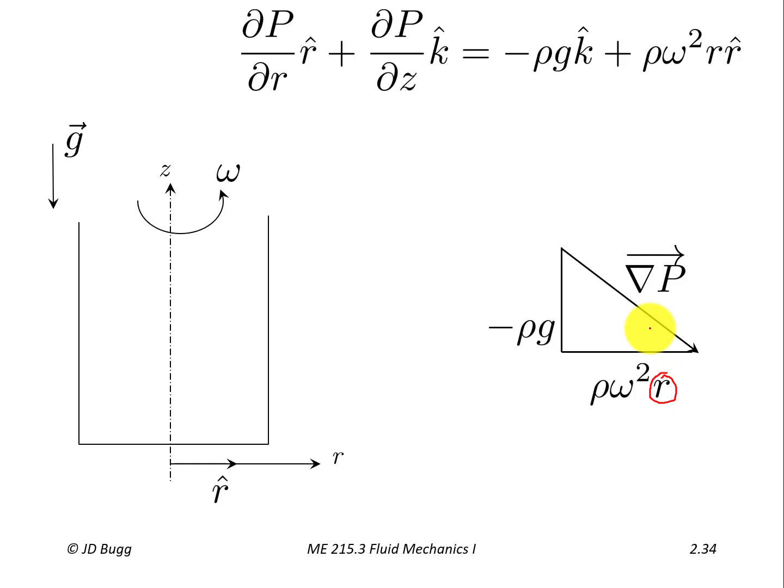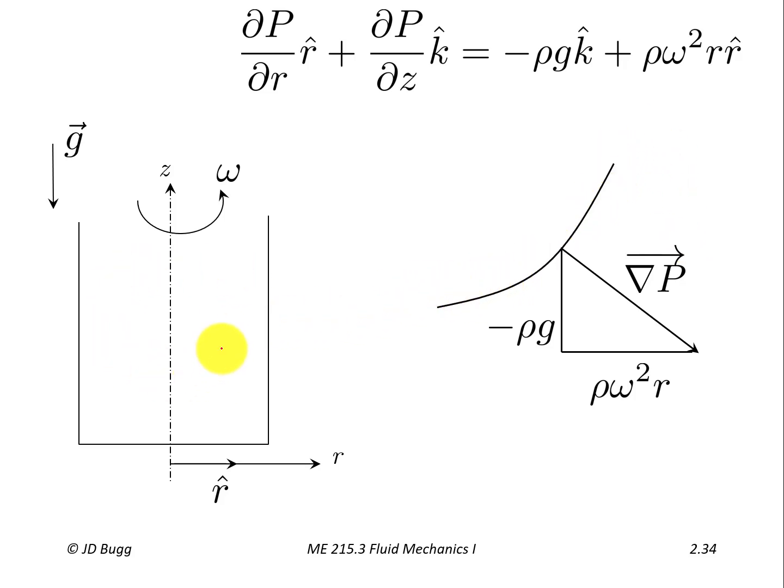So that means for this fluid, as we move from place to place in this fluid, the direction of this vector changes. It points in different directions as we move around in that fluid. So what's going to happen here is we're going to have lines of constant pressure that are no longer straight. They're curved. And it turns out they're going to be parabolic.